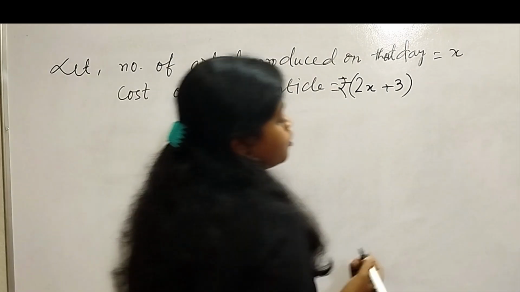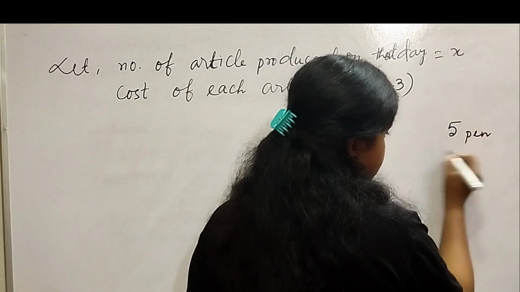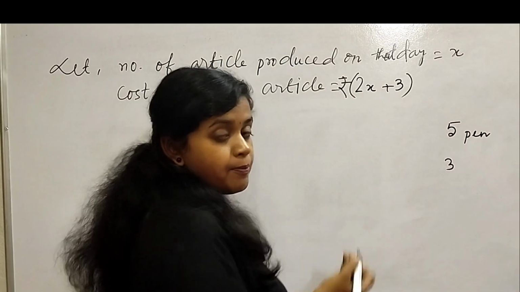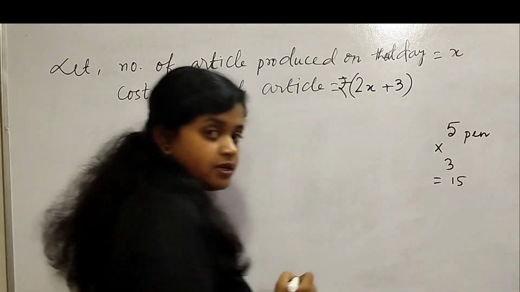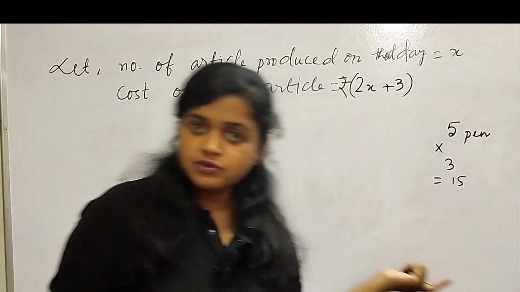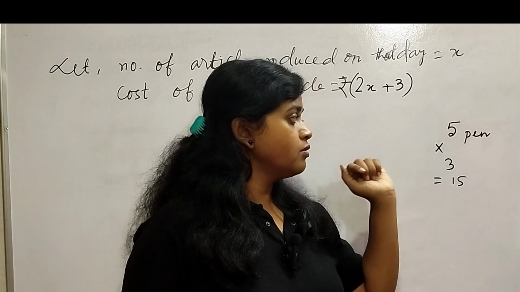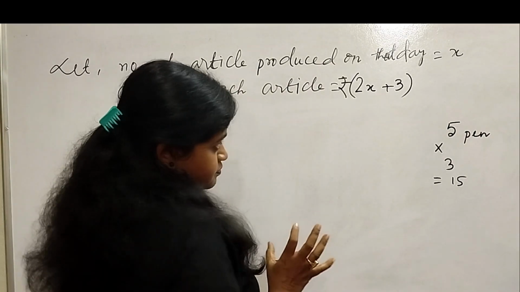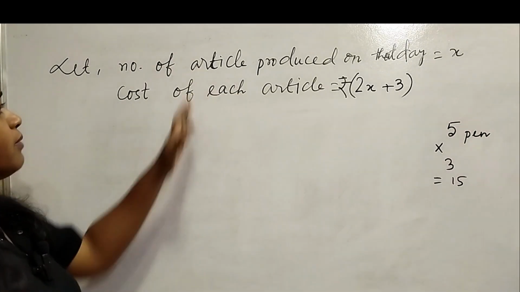So if suppose there are 5 pens and each pen costs 3 rupees, what would be the total cost of 5 pens? What will you do? You will multiply 5 times 3, that is 15. Number of pens into cost of each pen, then we can get the total cost of 5 pens. So here we have to find out the total cost of x articles, because the number of articles is x.